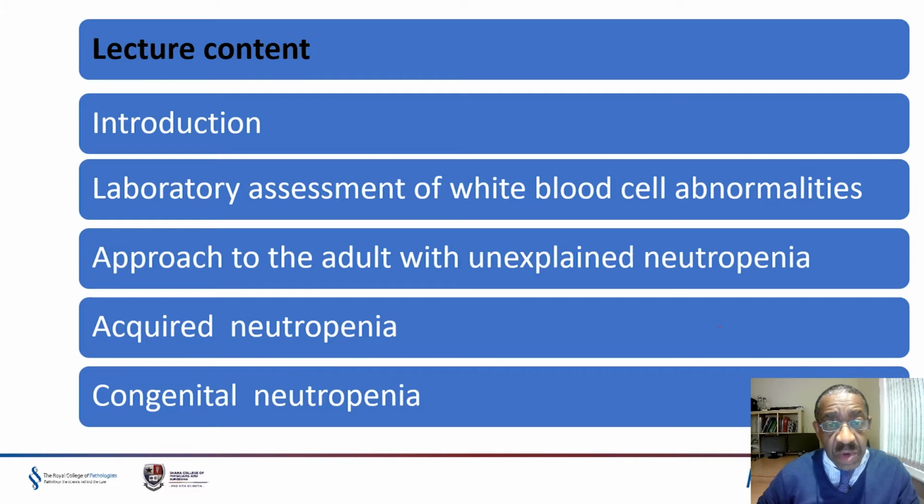So this is the running order of the talk. We'll talk initially about laboratory assessments and then approach to the adult with unexplained neutropenia, followed by looking at some of the acquired and congenital disorders of neutrophils.